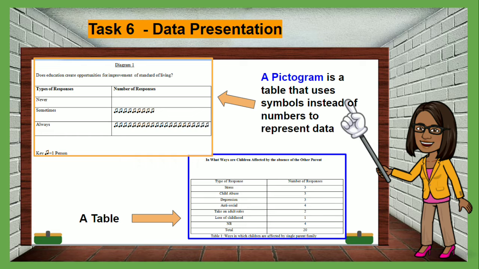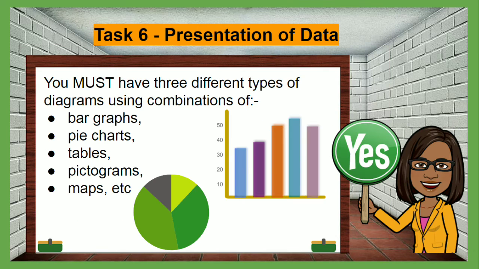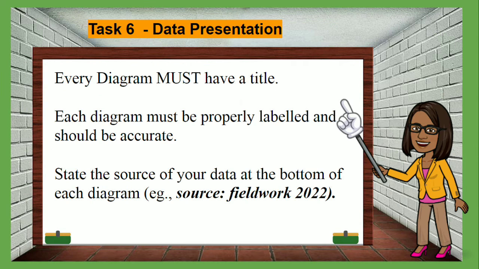Remember that your presentation of data must have at least 1 table, and also you are to include 3 different types of diagrams. Every diagram must have a title, and each diagram must be properly labeled and should be accurate. You are also required to state the source of your data at the bottom of each diagram as depicted here. All you need to say is source, fieldwork 2022, or whatever the year of the exam for which you are submitting an SBA.